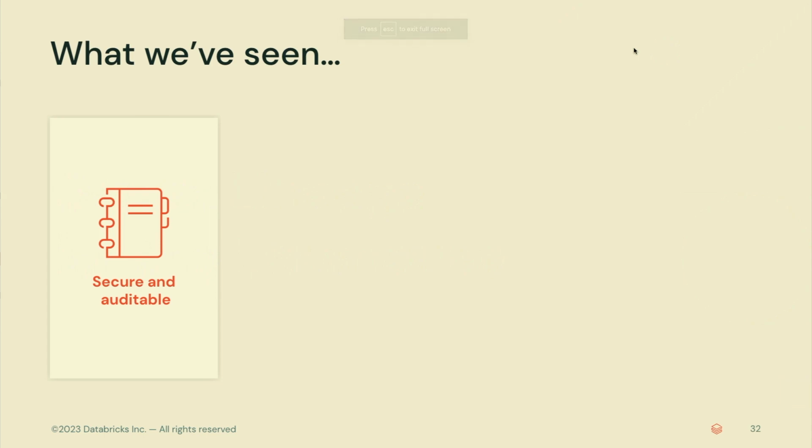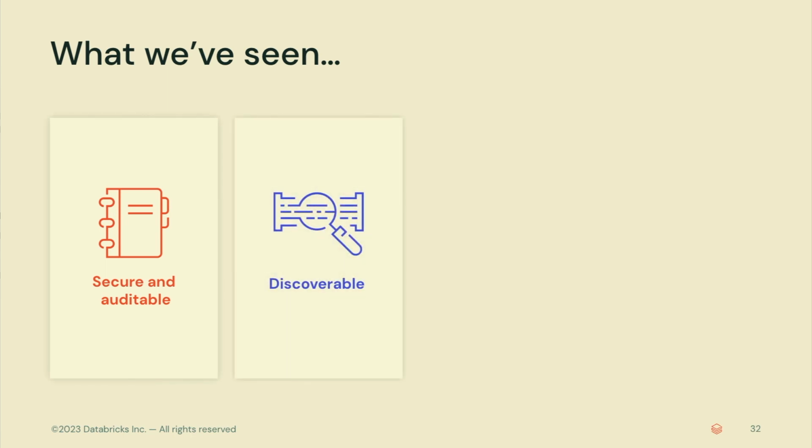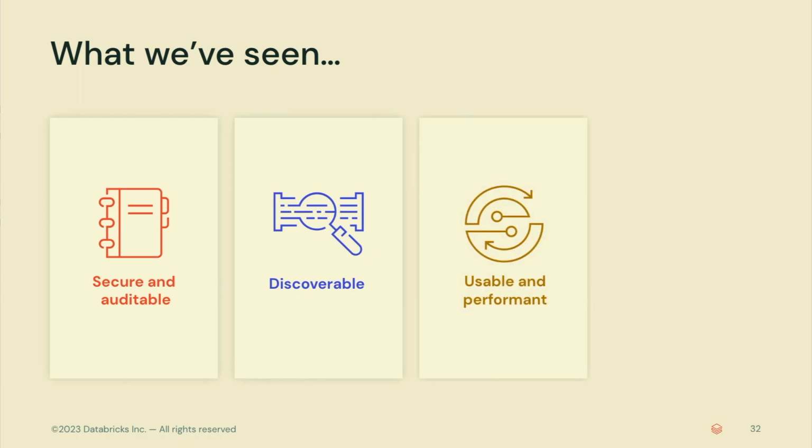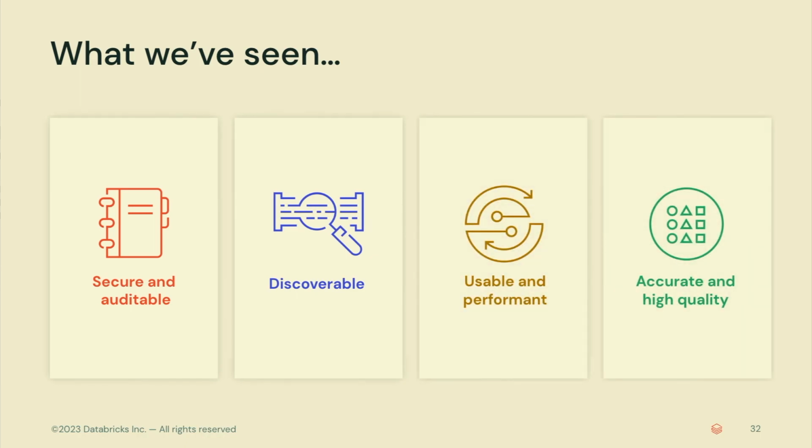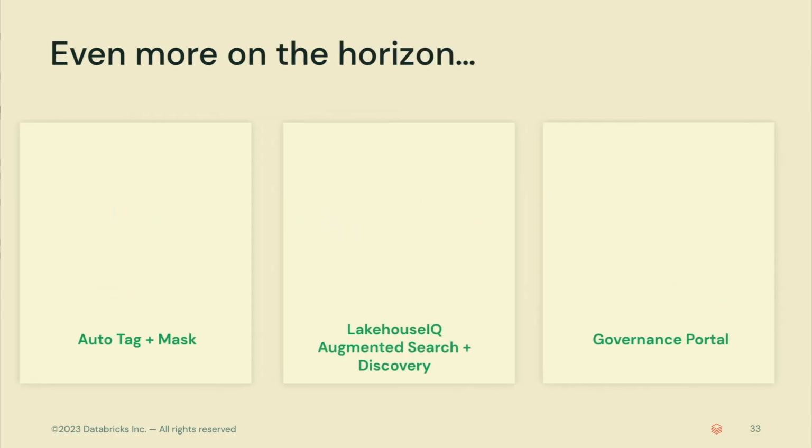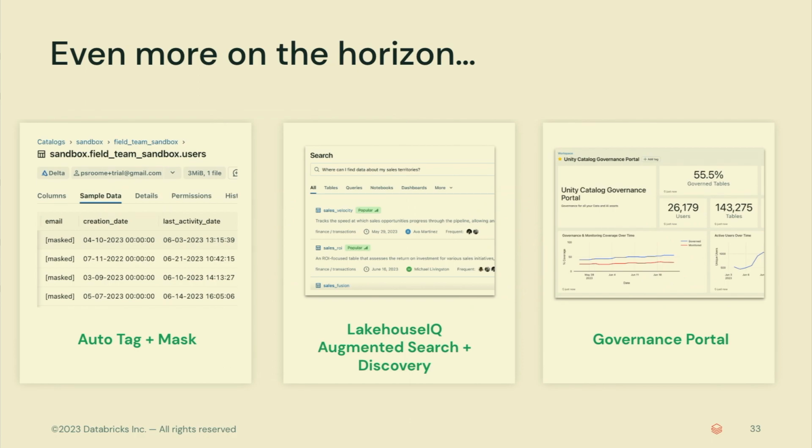Excellent. OK, so what we've seen today, we went through these 4 chapters, and we looked at all the different features that would allow Unity Catalog to help make your data secure and auditable, as well as discoverable, usable and performant, and then accurate and high quality as well. So hopefully that has helped you to understand some of our focuses for Unity Catalog and the roadmap there. But there's more, right?